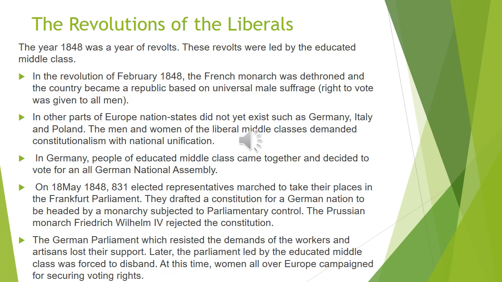The German parliament, which resisted the demand of the workers and artisans, lost their support. Later, the parliament, led by the educated middle class, was forced to disband. So, this parliament did not succeed in its ambition of unifying Germany and forming a nation state, primarily because they were opposed by the monarch, by the army, by the aristocrats, and they also lost the support of the workers and the artisans because they did not accept their demands. Thus, the parliament that they formed was finally disbanded.